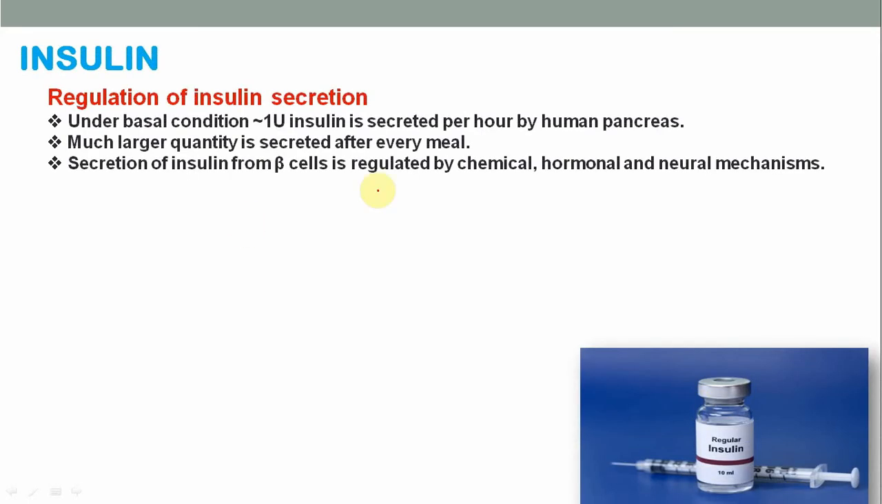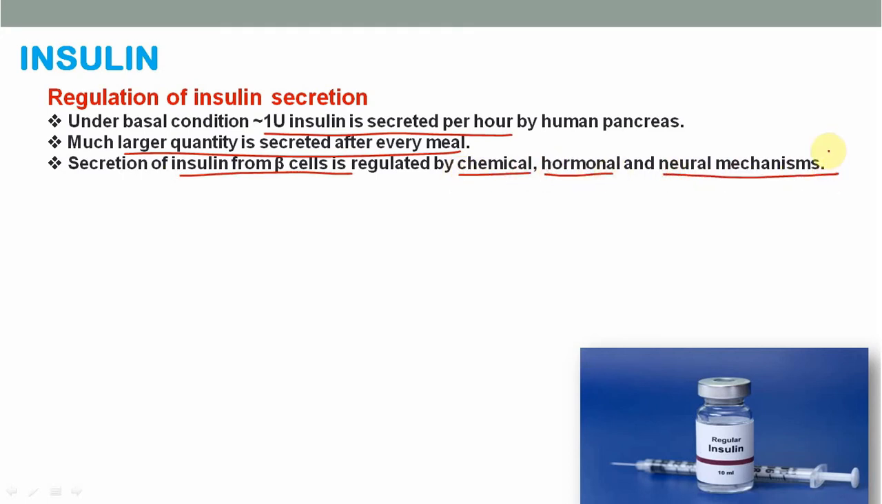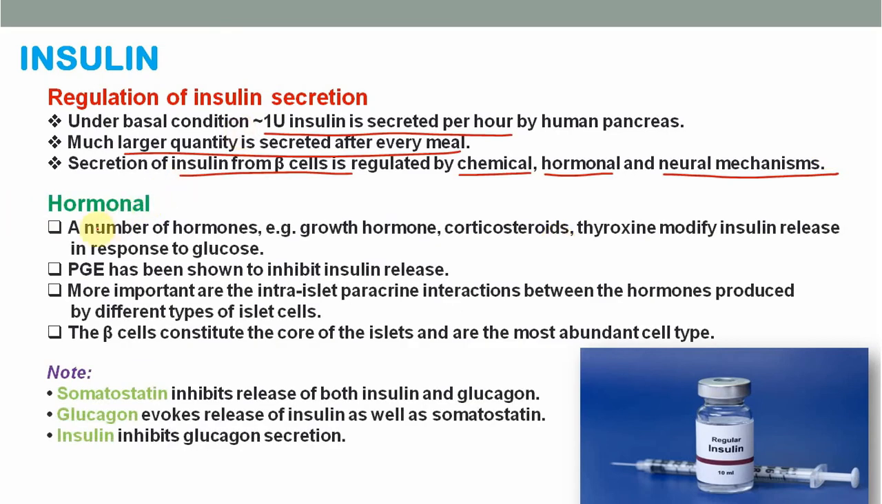Insulin is a hypoglycemic hormone synthesized in beta cells of islets of Langerhans in the pancreas. It has two chains, A chain and B chain. Under basal conditions, 1 unit of insulin is secreted per hour by the human pancreas, and a much larger quantity is secreted after every meal. Secretion of insulin from beta cells is regulated by chemical, hormonal and neuronal mechanisms. One by one we will discuss them, starting with hormonal.